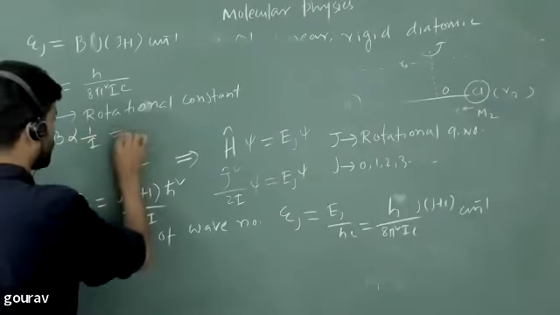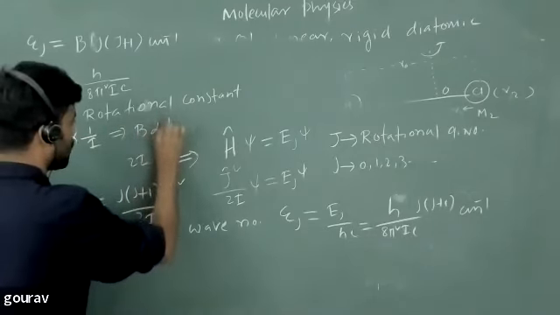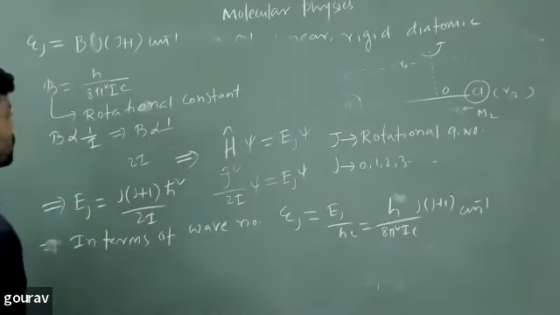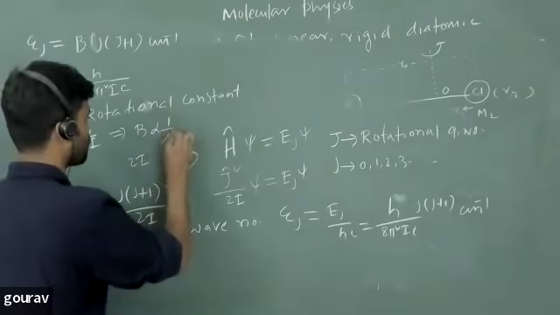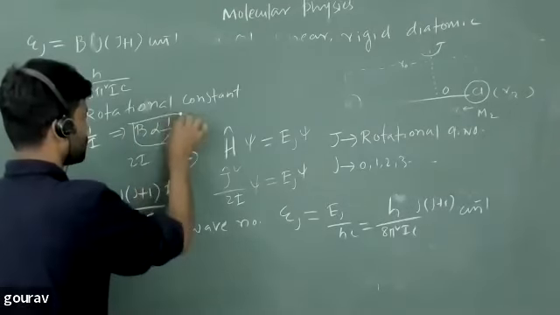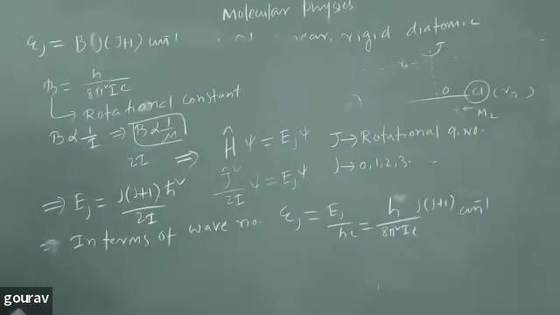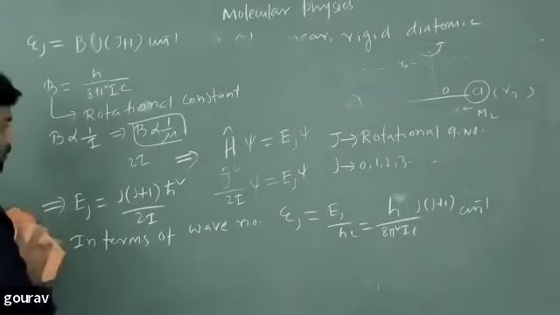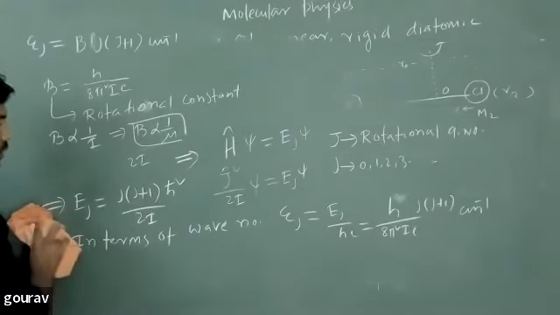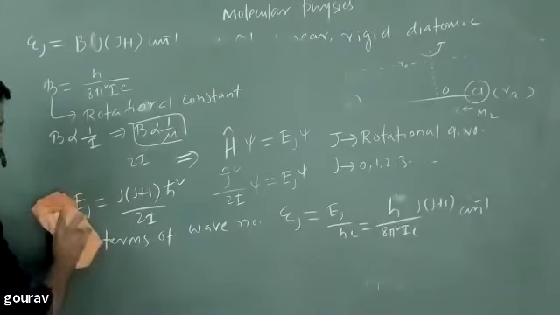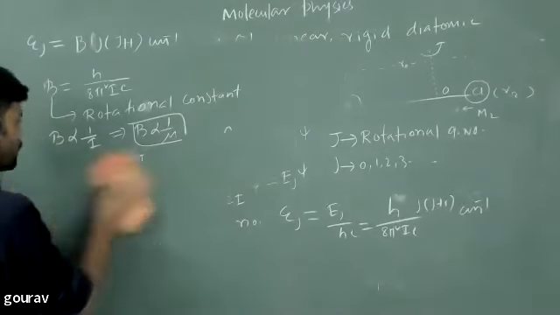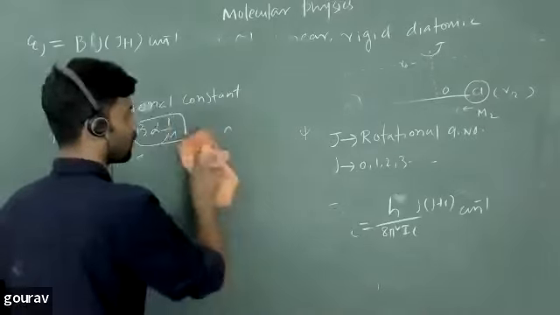So what you can write from here? B is inversely proportional to I, which is mu r square, the reduced mass. This is very important from your exam point of view. I will do many problems by using this formula. Shall I erase the lower part? Okay, so this is your B, the rotational constant.